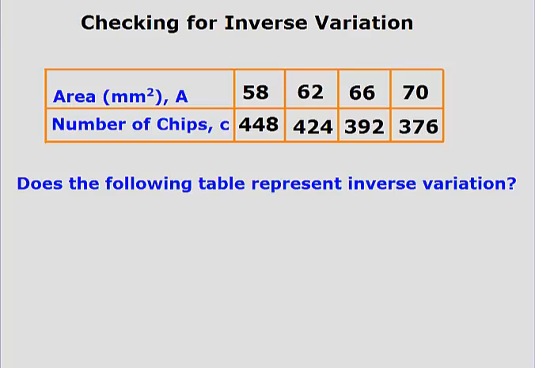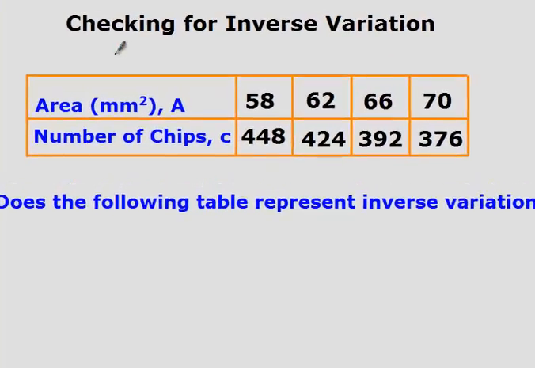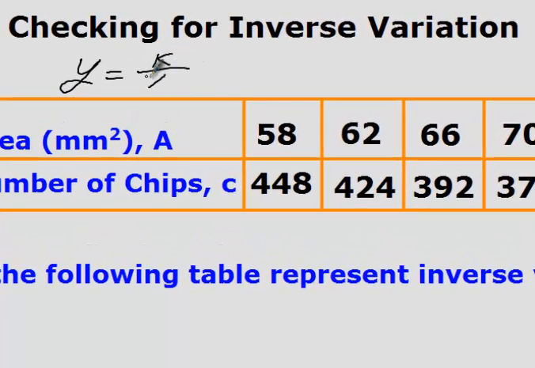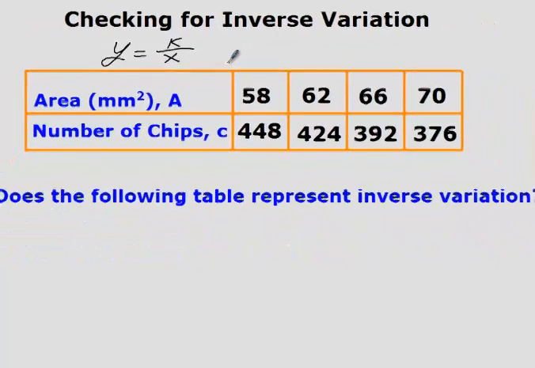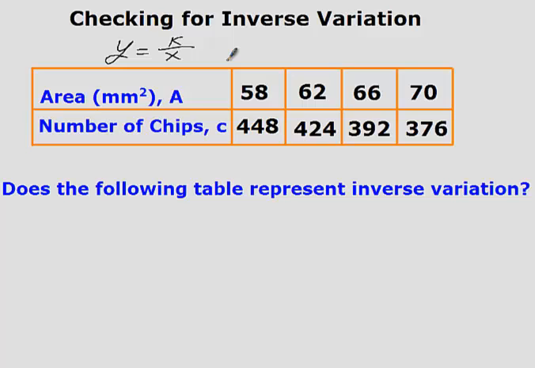Okay, checking for inverse variation. So I want to know, does the following table represent inverse variation? Anybody have any ideas how to tell if a table is fitting inverse variation or not? Okay. So what's our equation for inverse variation? Okay. So the key here is the k, right? The constant of variation. It's got to be a number that is close to the same at every single step. It doesn't have to be perfect, but it needs to be close with our calculations. So the k should exist at every step in our table if this is inverse variation.